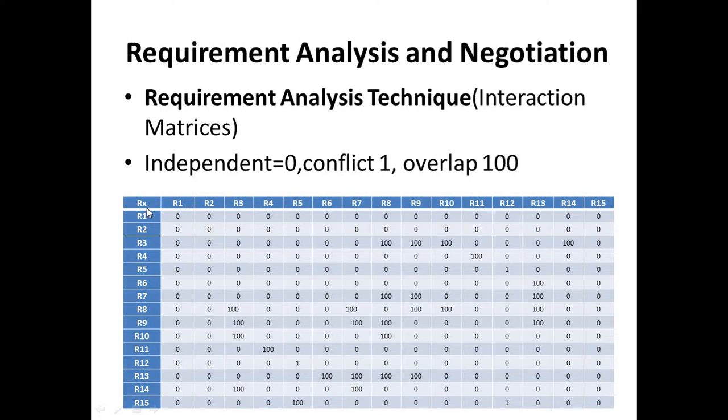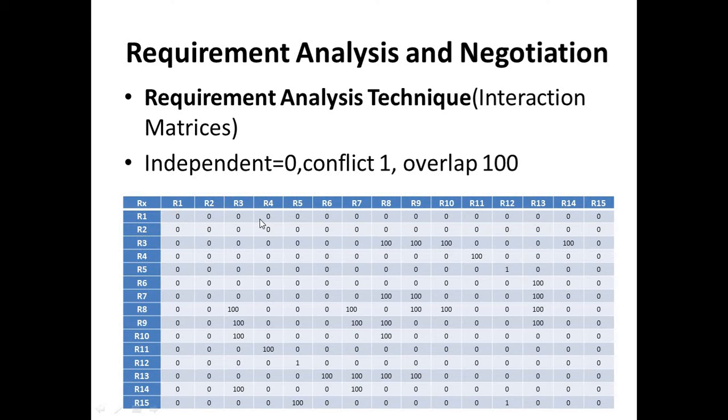If you see here, you can understand there are columns and rows. The columns and rows are labeled with requirements. Each row and column will have an interaction point. For example, if you consider requirement 1 with requirement 2, there is an interaction between these two requirements.